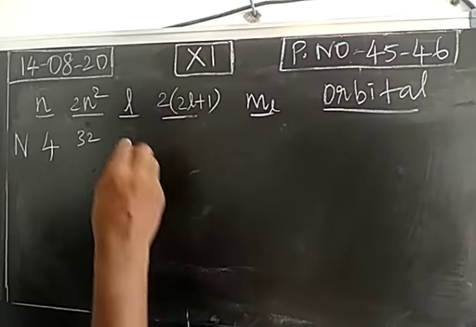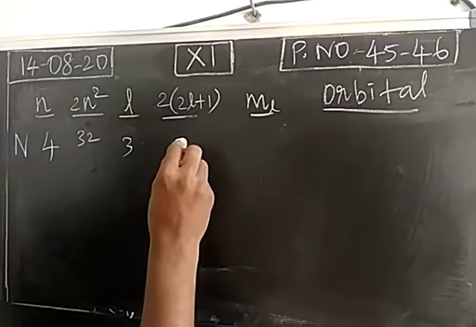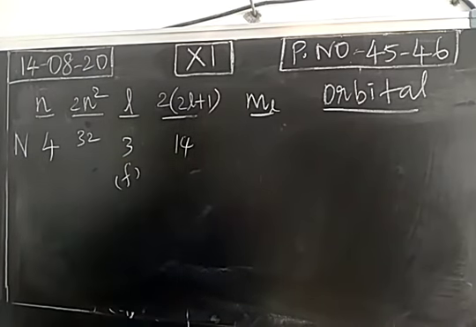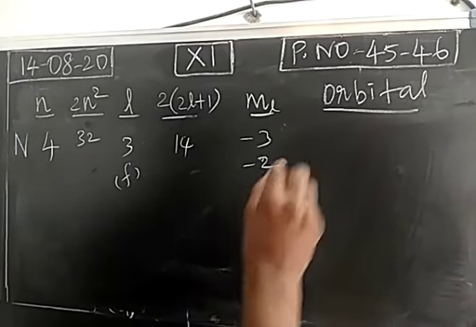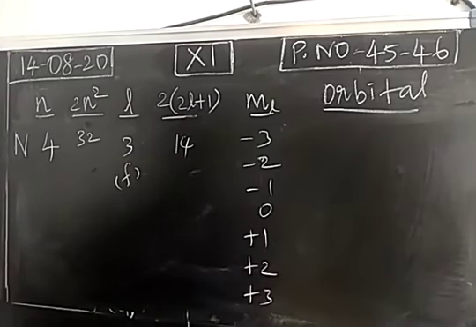Then azimuthal quantum number 3, because l value starts from 0 and it ends with 3. So for this, maximum 14 electrons will be there in F subcell. Possible magnetic quantum numbers are -3, -2, -1, 0, +1, +2 and +3. So we have F orbitals, right? So for all these we have F orbitals.